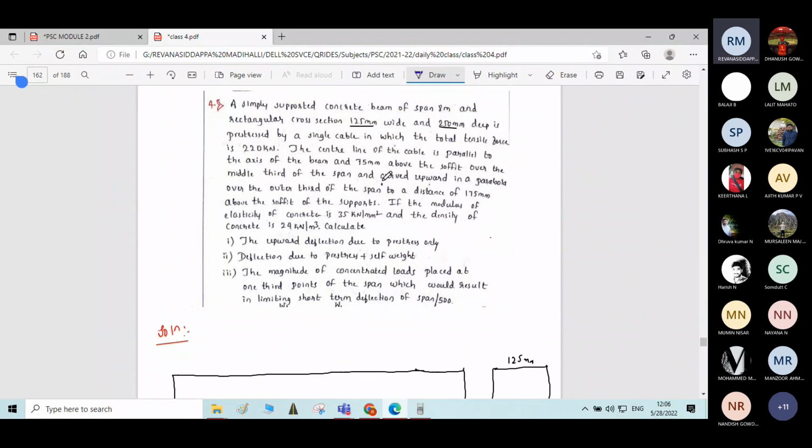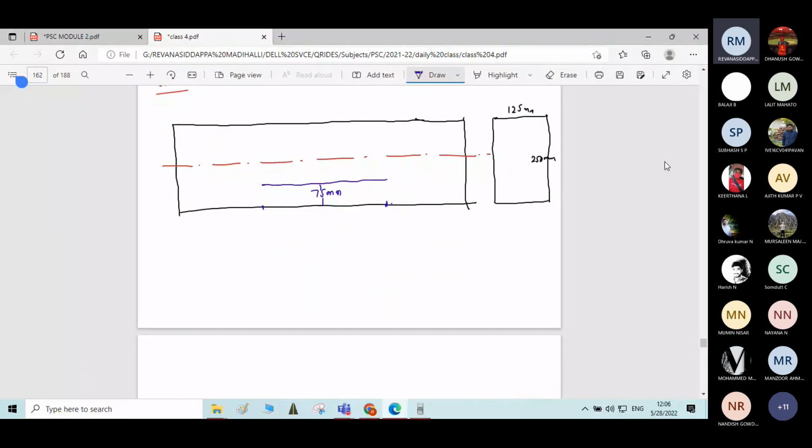Next, moving ahead, and curved upward in a parabola over the outer third of the beam to a distance of 175 above the soffit at the support. Okay, so the total depth of the beam is 250. So 250 divided by 2 is 125, which is the distance of the centroidal axis from the soffit of the beam.